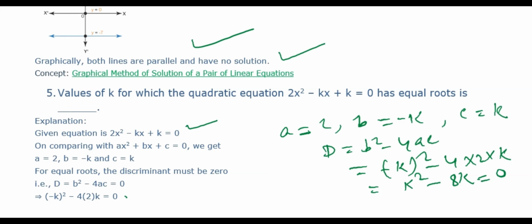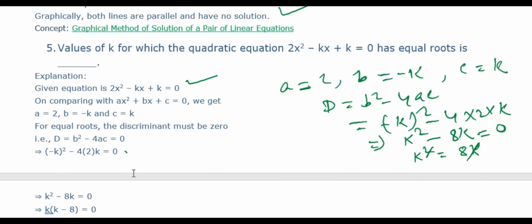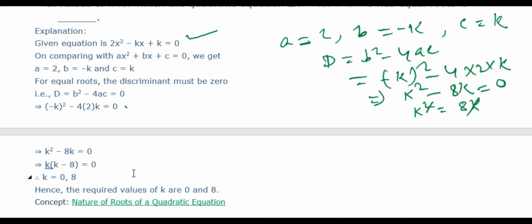So here you can transpose it to that side. What you get, k square equal to 8k, and k cancels, so k equal to what? You can understand, k equal to 8, right? If the option has 8, but you get confused over there. If it is in the pair, then obviously it is a quadratic equation, so it has 2 roots.